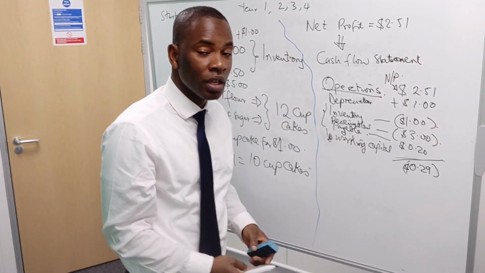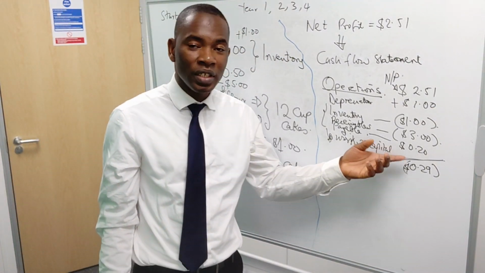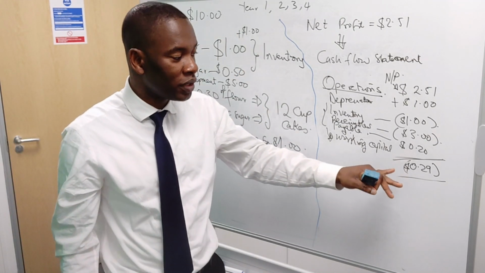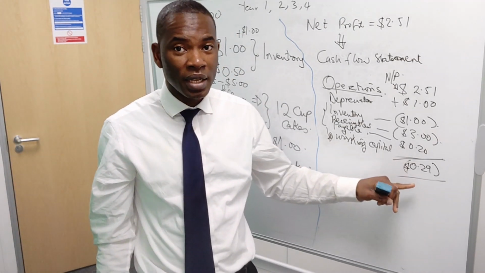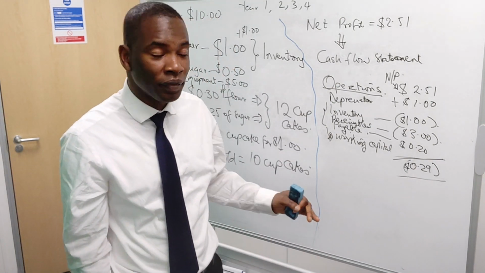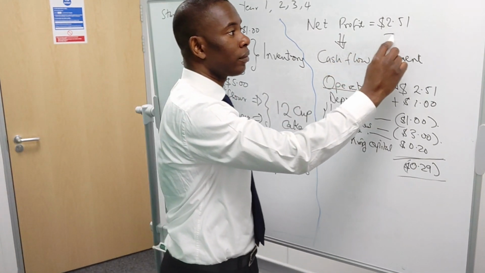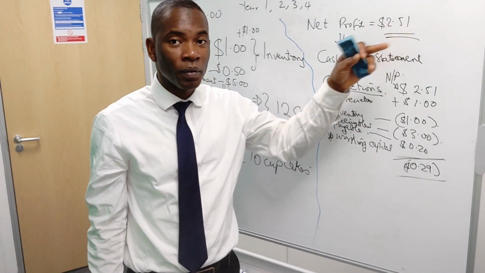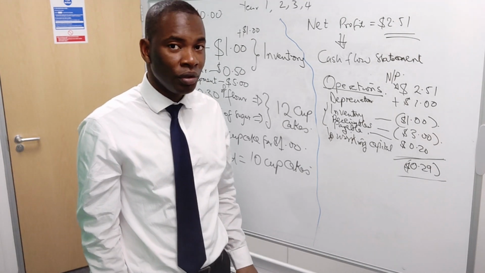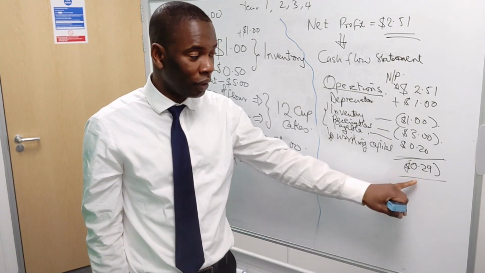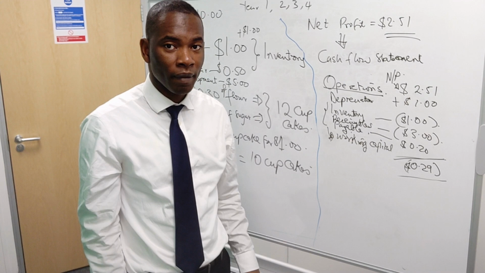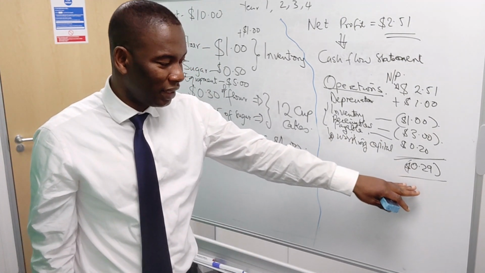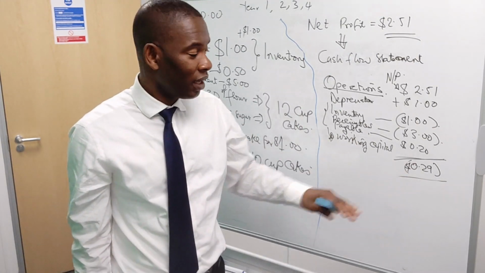cents out of pocket. So really, at the end of the day, when you look at what you have done for the year, you are going to see that you have not actually made any cash, even though you made a profit of $2.51. You have not made any cash. You're actually out of pocket. Right. This is not even the end. This is not even the end.